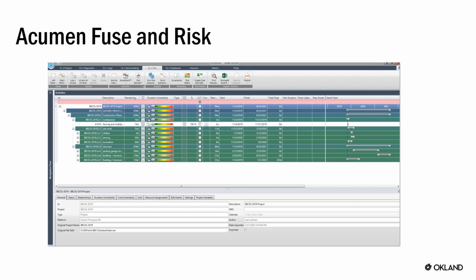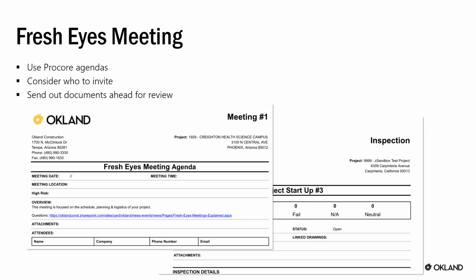Then we have a program called Acumen Fuse and Risk. Basically, you're going to check your schedule for good health: no open ends, loose ends, improper constraints. You've got proper activity IDs, names are labeled correctly, and what you can do when your schedule is super healthy is run a risk profile on it, to show the owner and the team what kind of exposure you have statistically. How many times out of 1,000 would this schedule finish late? And you can use that to come up with some strategies on how you can mitigate that amount of risk.